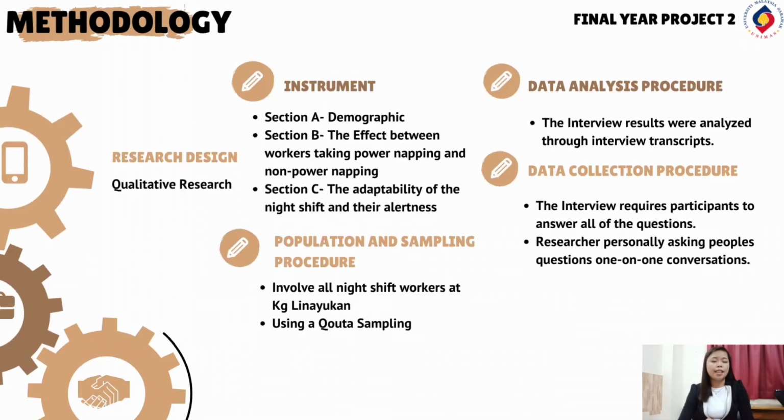We move on to the methodology part. There are a few important things that I will highlight here. First is the research design. My research design is qualitative research, and the instrument is divided into three sections, which are section A, section B, and section C. Section A is the demographic, section B is for the effect between workers taking power napping and non-power napping, and section C is for the adaptability of the workers and their alertness.